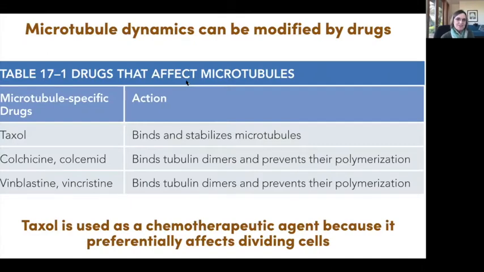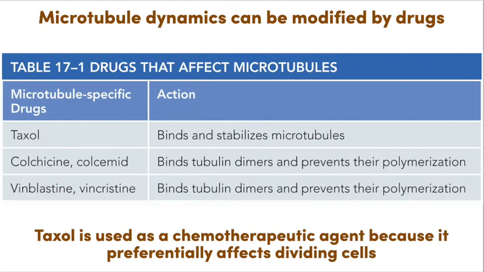This slide just mentions a few drugs that are used both in research and in medicine that affect the dynamics of microtubules. So these are natural products. Taxol comes from the bark of a Pacific yew tree, and colchicine and colcemid and vinblastine and vincristine are derived from compounds that come from different flowering plants. I don't think it's clear why these plants make compounds that target microtubule dynamics.